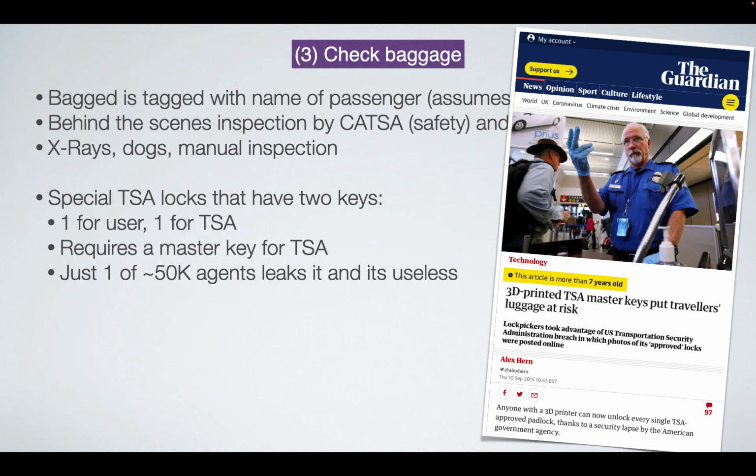So there was this very clever idea that the US TSA came up with, and they said, okay, we're going to sell these special locks, okay? And so these special locks have two keys that open them. So we'll give the user a key that's somewhat unique for every lock, and that will open the lock. But we'll also have a TSA key, a special key, and it's like a master key, and it basically will open all of these TSA-approved locks, okay?